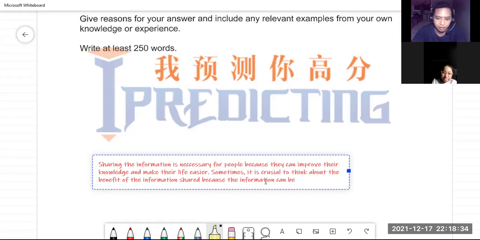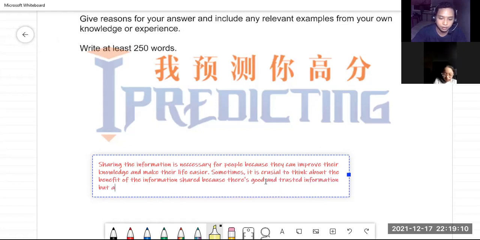Yeah, so you can say because there is good and trusted information, but also there's bad and misleading information. Okay? Yeah. Okay, can you read this?